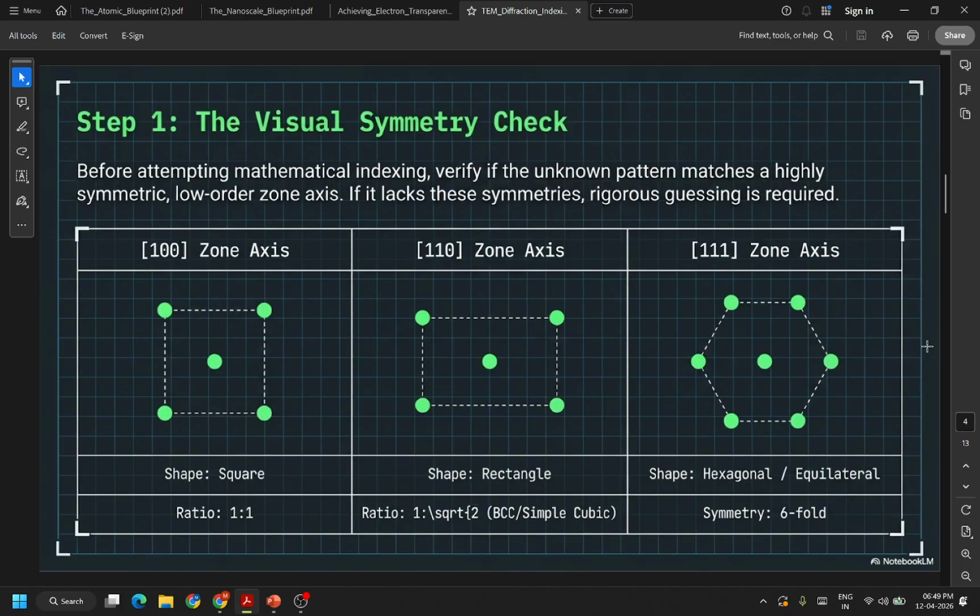So if the zone axis is 100, then it will have a square shape and the ratio would be 1:1 because it's a square. If it has a 110 zone axis, then the shape will be a rectangle and the ratio would be 1 by square root 2 for BCC or simple cubic. And if it is a 111 zone axis, then the shape would be hexagonal or equilateral and it will have 6-fold symmetry.